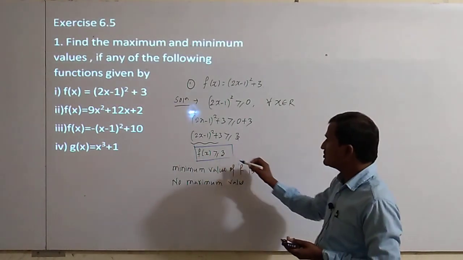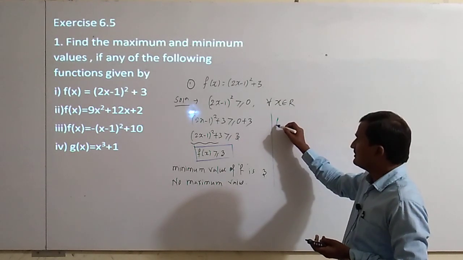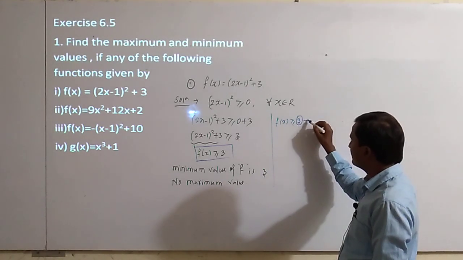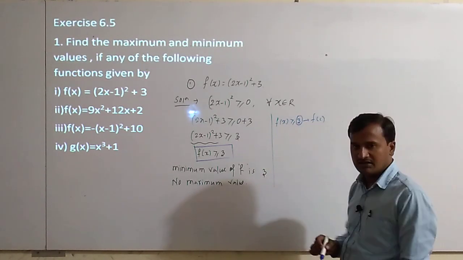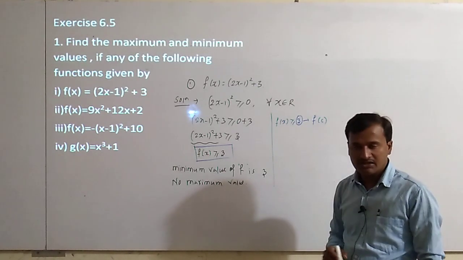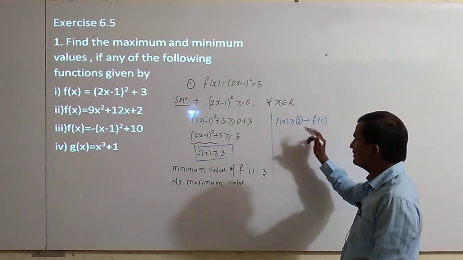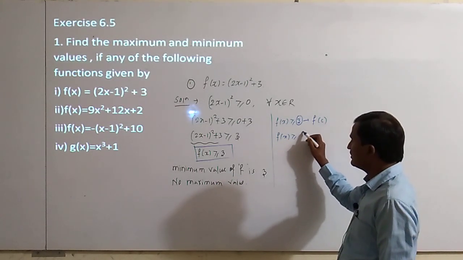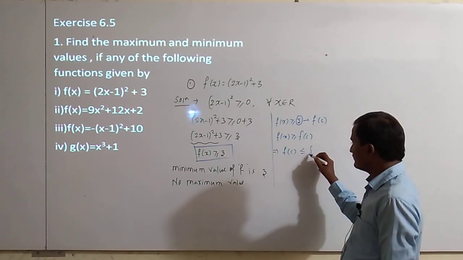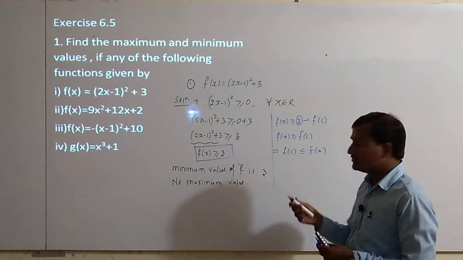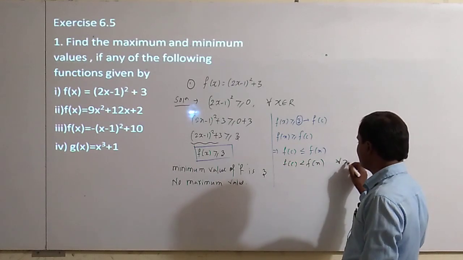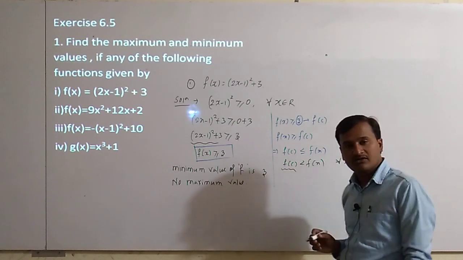Okay, so to understand this one we will write like this: if f of x is more than or equal to 3, then instead of 3, if I write f of c, then what does it become? f of x is more than or equal to f of c. This implies we will write f of c less than or equal to f of x, right? So you already know that f of c less than or equal to f of x for all x belongs to R, then f of c is called the minimum.